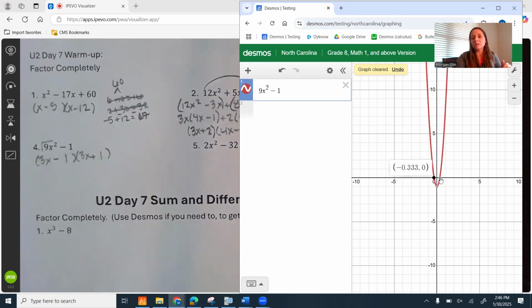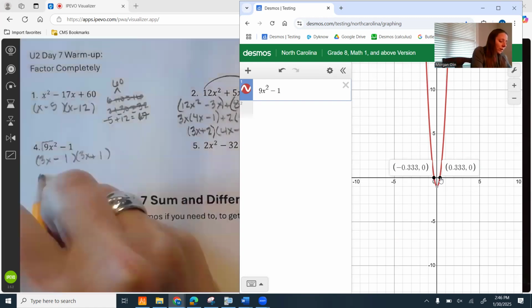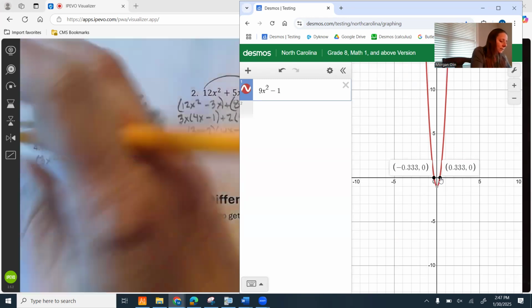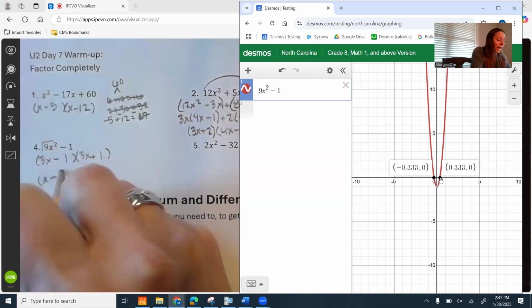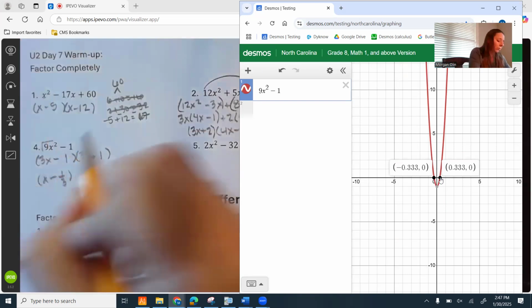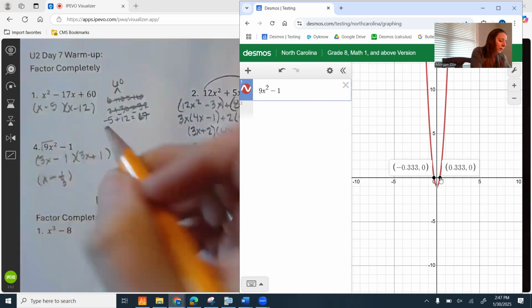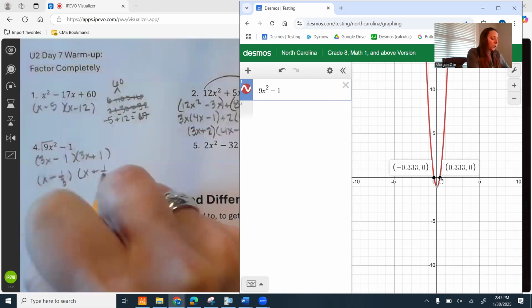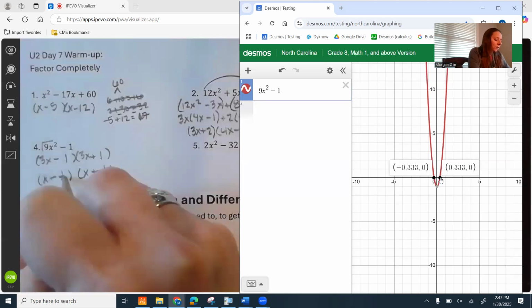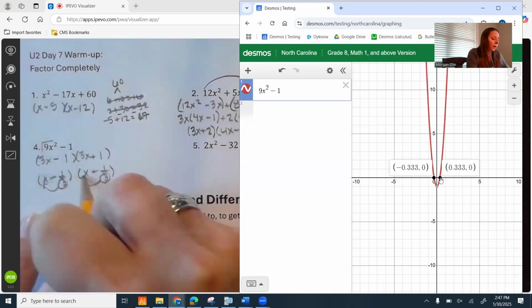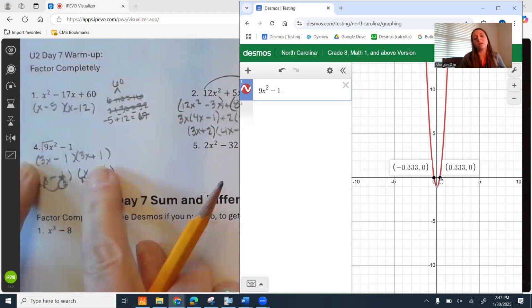But do you see how this is negative 0.333 repeating? That would be like x minus 1/3. As long as you recognize 0.333 repeating is 1/3, you can do it this way. You can take this 3 and put it out in front, and look, you would get the same thing as above.